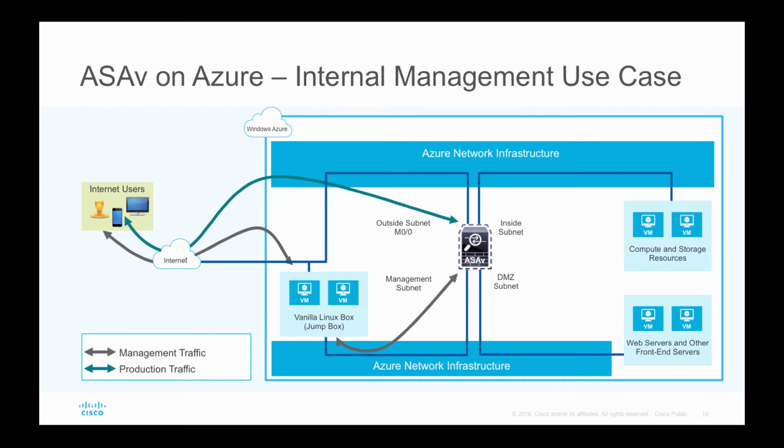The second use case is internal management. For example, you might see requests from customers that they would like to segregate their management traffic. So you can use any free available interface for management. In this example, we have provisioned a couple of Linux boxes which have public IP addresses. Users from outside will gain access to these jump boxes and access this ASA, whereas the production traffic is still through the outside interface.